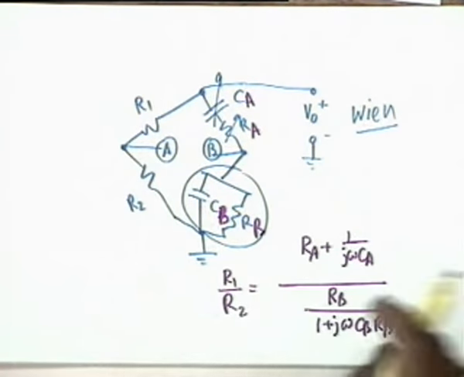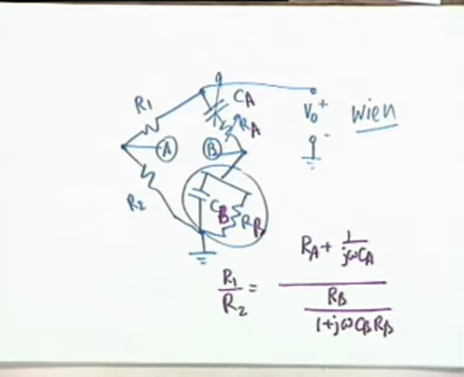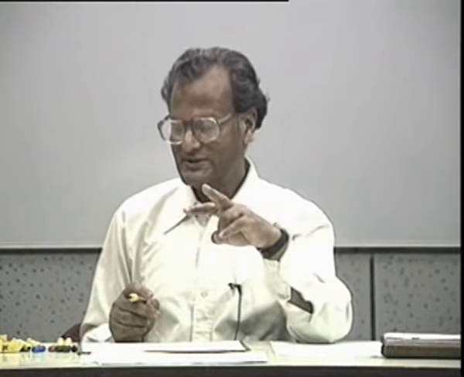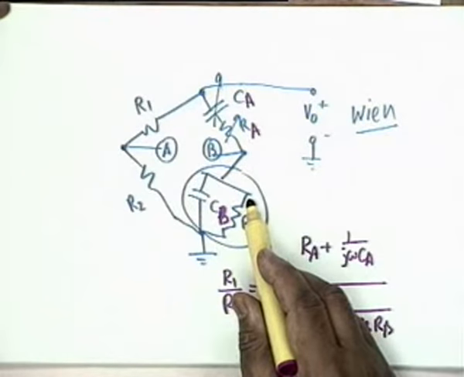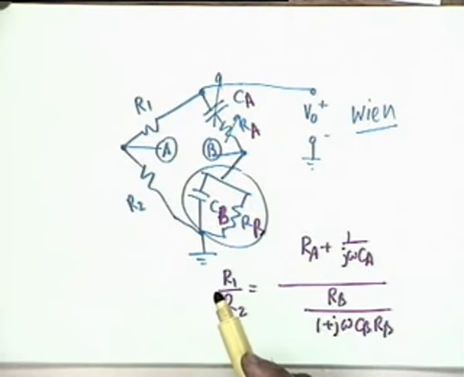And if you clear the fractions, you can find out the relationship that is needed for balance of the bridge. Two conditions would be there, one for imaginary parts on both sides being equal and one for real parts being equal. Two conditions are needed which will give the two unknowns, namely CB, the unknown capacitance, and its leakage, which is represented by a shunt resistance R sub B.